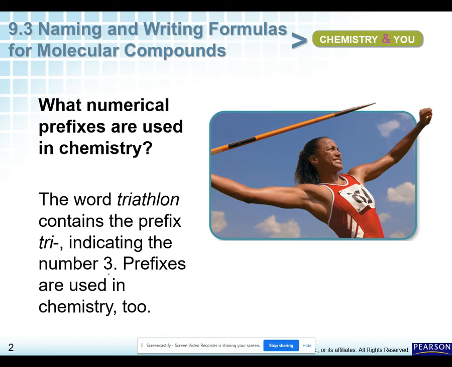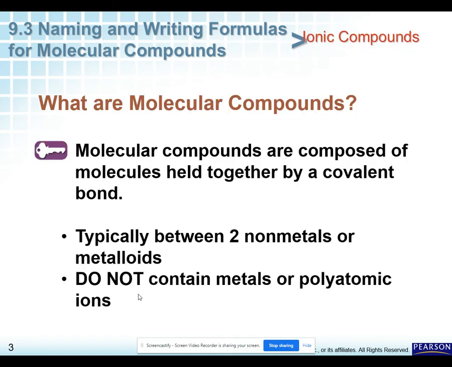So whenever you're in a triathlon, there are 3 things you are going to be doing. Prefixes are used in chemistry too. Think of the word bicycle, bi meaning two wheels on a bicycle. Okay. So what are molecular compounds? Let's kind of review that from Chapter 8.